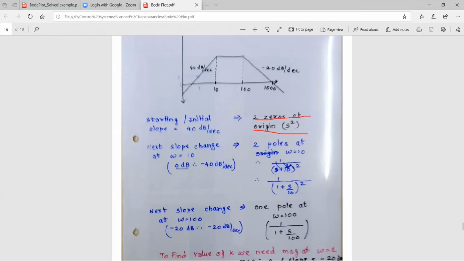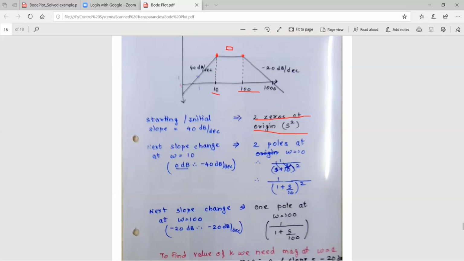Now, next thing that you are supposed to see is at what point the slope is changing. In your Bode plot, it changes the slope at corner frequencies, isn't it? So 10 is the corner frequency at which the slope is changing, and 100 is the corner frequency at which it is again changing. So at 10 and at 100, there is some factor. Now we will see which factor it is. See, now this is a straight line. So slope is 0 dB. Straight line means no slope.